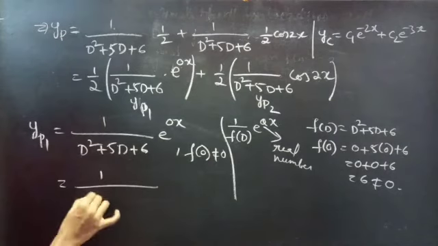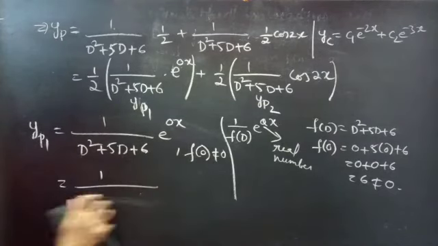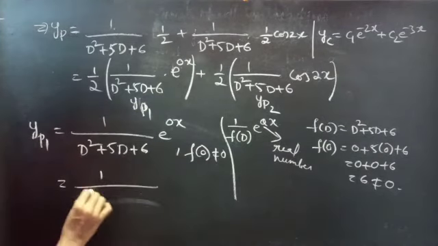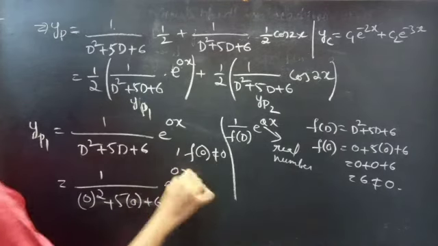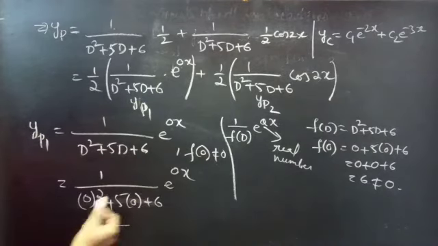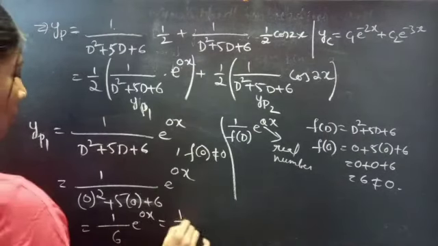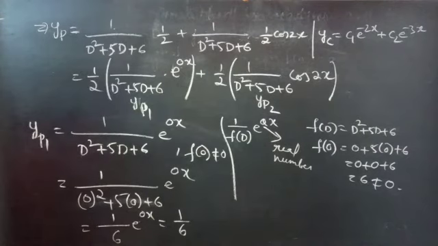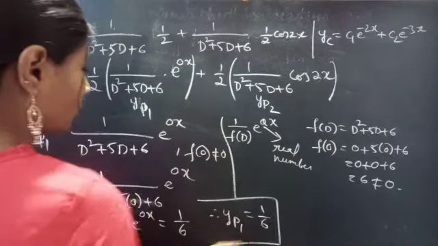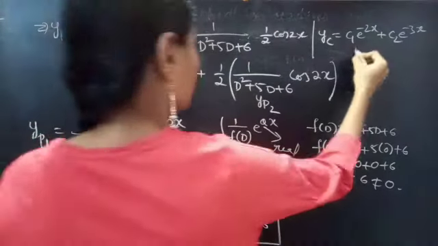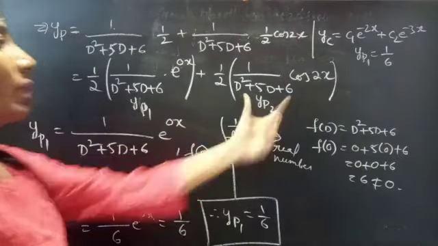We'll get 1 by 0 plus 0 plus 6 into e power 0x. Since e power 0x is 1, you'll get 1 by 6. Therefore, yp1 equals 1 by 6. Now let's find yp2.